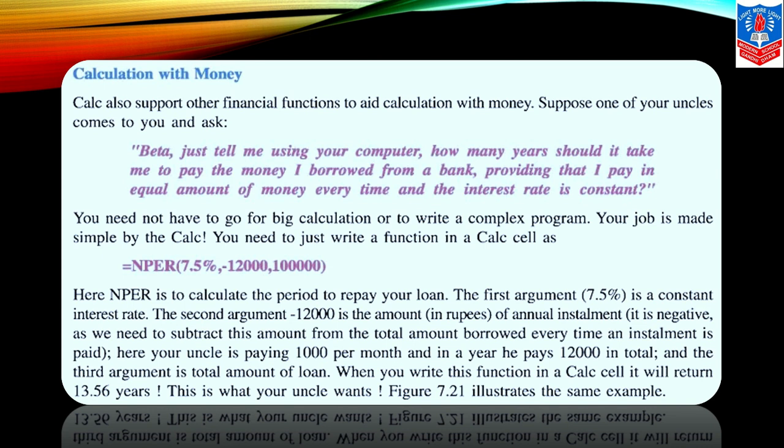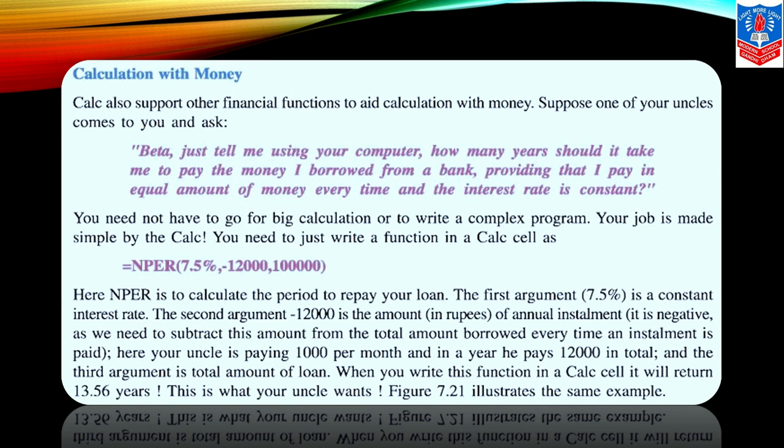You need to just write a function in Calc. Here it is equals to NPER, rate of interest. Let's say we are taking 7.5%, and the amount is minus 12,000, comma 1 lakh. Here NPER is to calculate the period to repay your loan.